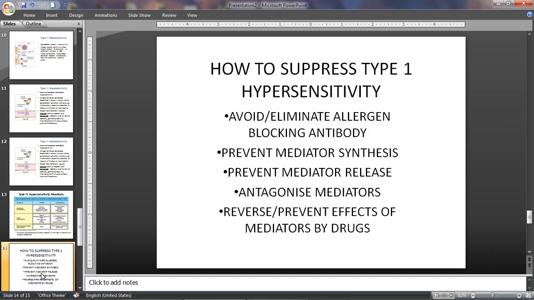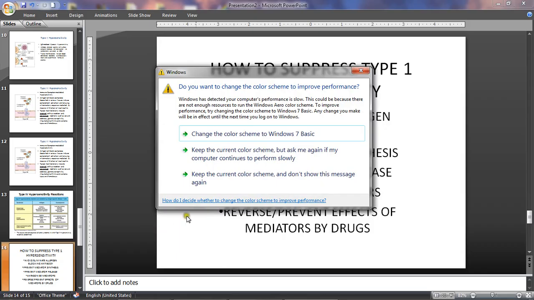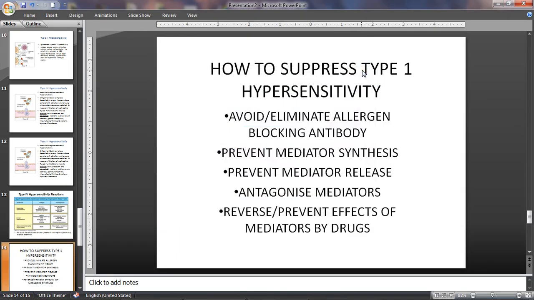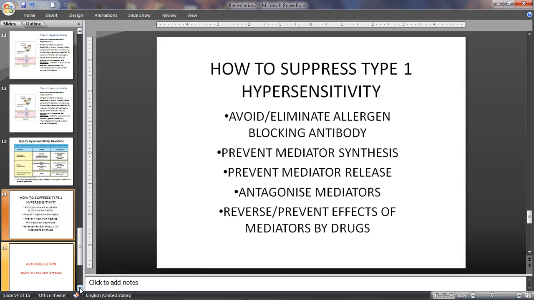How to suppress type 1 hypersensitivity? Avoid or eliminate the allergen, block antibody, prevent mediator synthesis, prevent mediator release, antagonize mediators, reverse and prevent effects of the mediators by drugs. These are some of the mechanisms to suppress the type 1 hypersensitivity reaction.